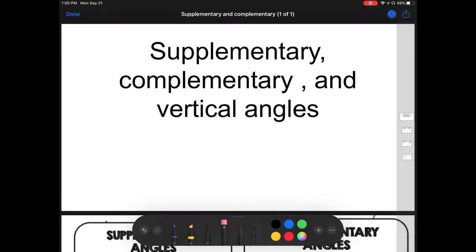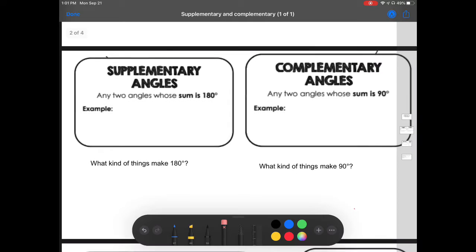In this lesson, we're going to learn about different types of angles. The three main ones we'll do are supplementary, complementary, and vertical. All right. So first, supplementary angles.